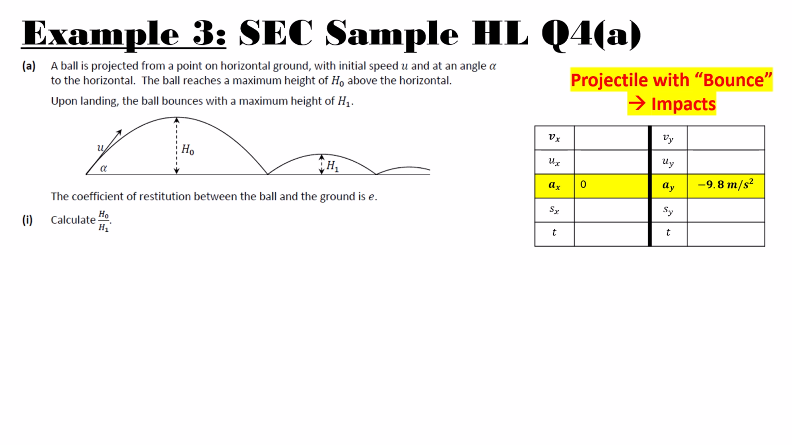So there aren't a lot of numbers going on in this question, but we're going to just focus on each individual part before putting it together in the fraction. So we're going to calculate our h0. First thing I'm going to do is resolve my initial velocity. So this is going to be u cos alpha and u sine alpha, and we get u cos alpha here too. h0 is the maximum height. Maximum height is Sy when Vy equals 0. Okay, so that's really important.